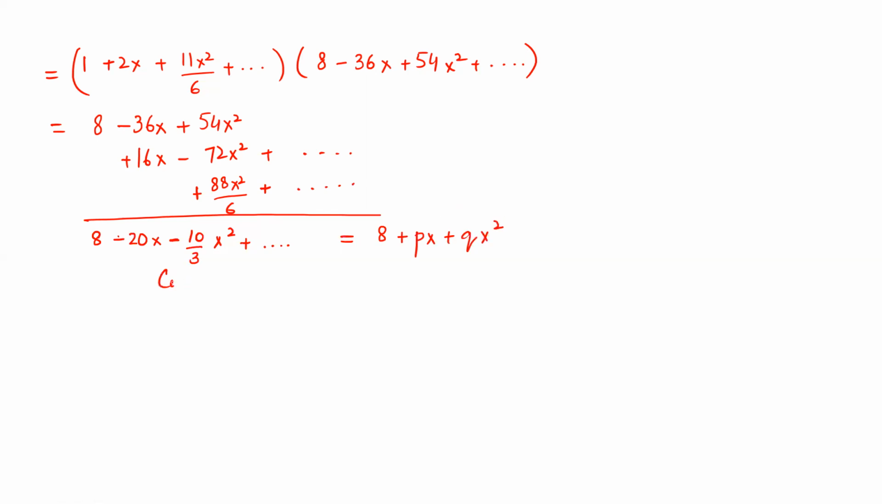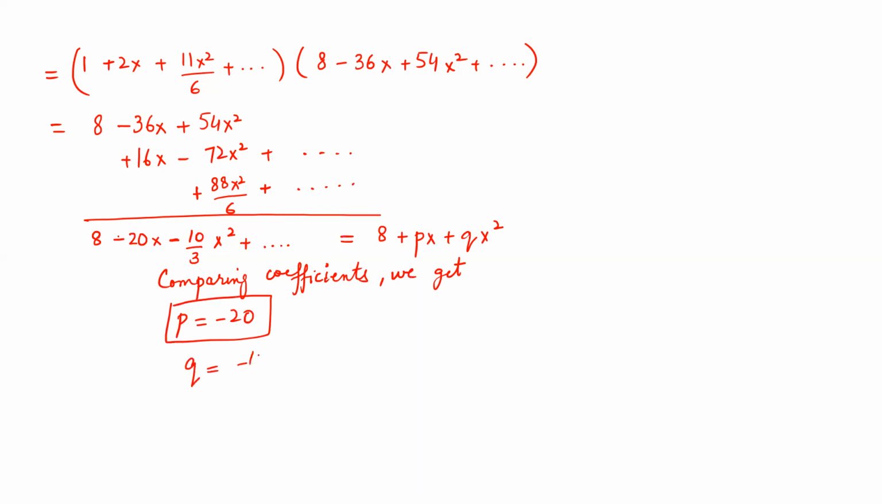Now comparing the coefficients, we get p equals minus 20 and q is equal to minus 10 by 3. And this is your answer. Okay, so this is how you go about solving this question.